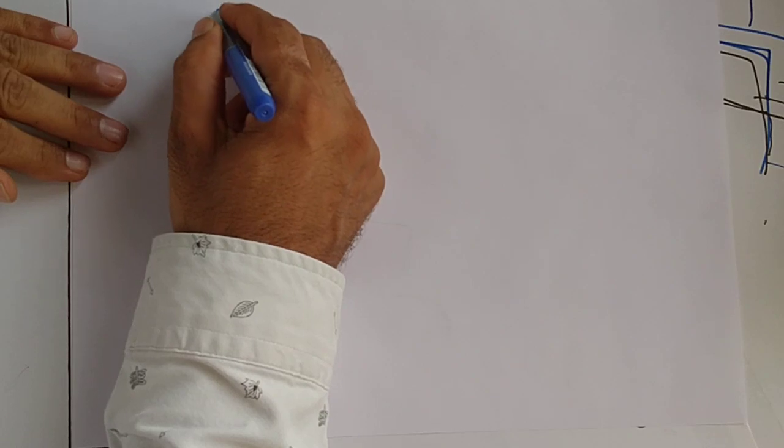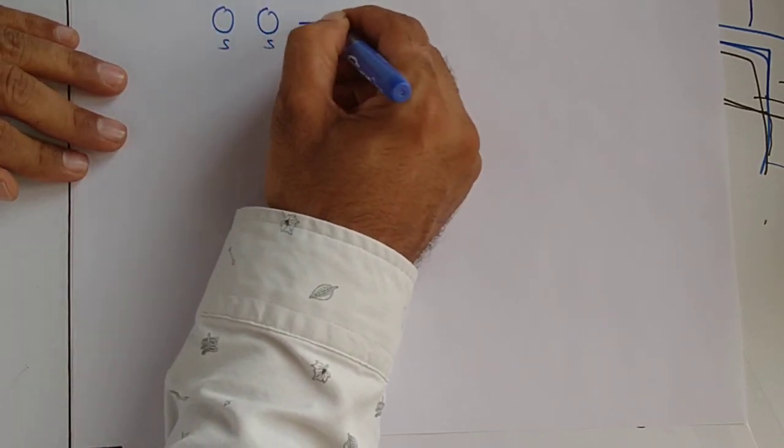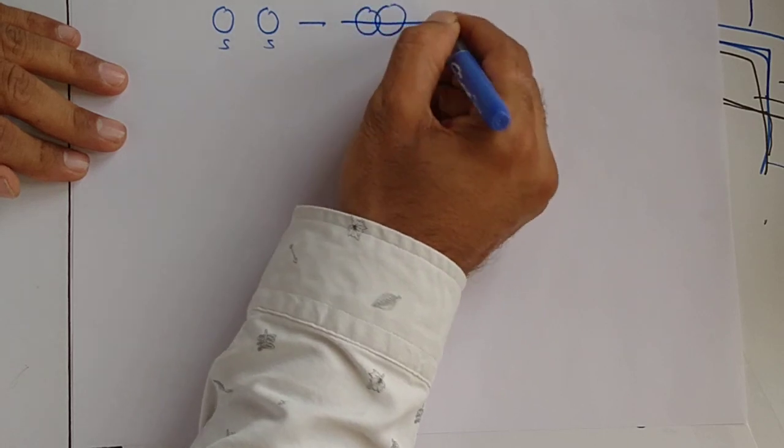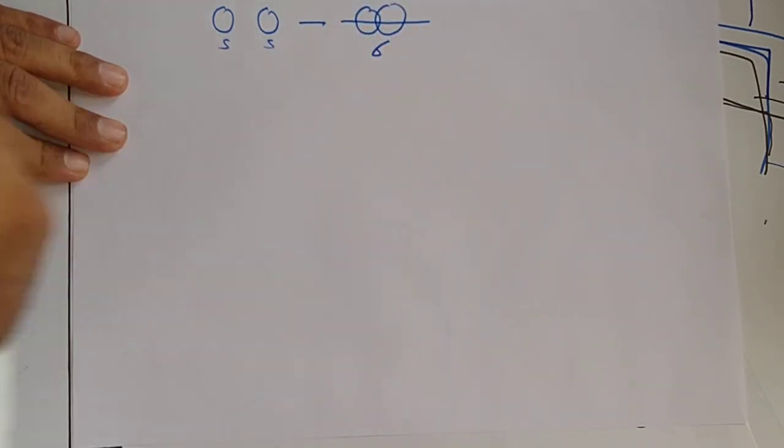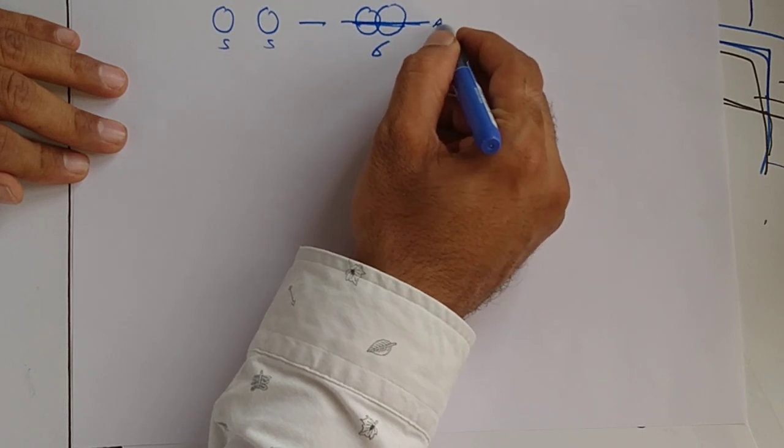Now the final point of the day. When atomic orbitals are combined with each other, they form molecular orbitals. When s and s atomic orbitals both overlap with each other, this one is sigma overlapping on the axis.